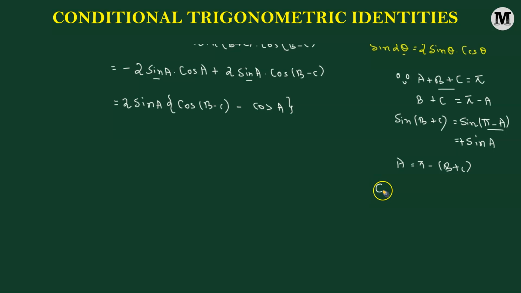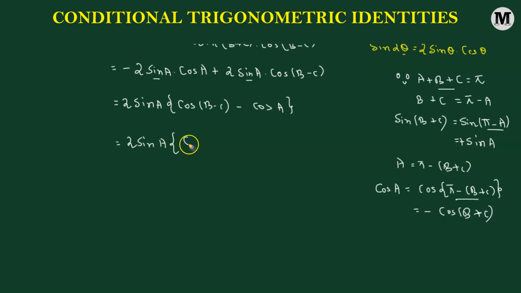So if we take cosine of angle A, this is going to be the same as cosine of the angle pi minus (B plus C). Now what is cosine of pi minus (B plus C)? That's going to give us negative cosine of (B plus C). We're going to get a negative sign here because we are in the second quadrant, pi minus some angle theta. That means it's in the second quadrant where the cosine function is negative, meaning we now have 2 times sine of the angle A. This is going to get multiplied to cosine of the angle B minus C.